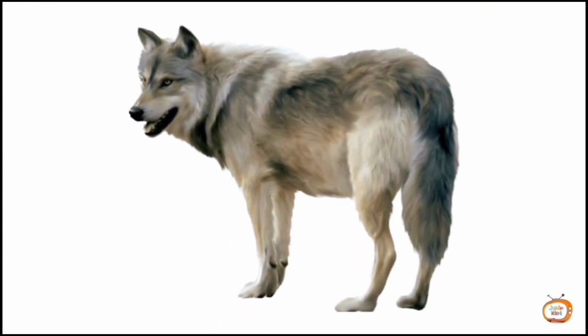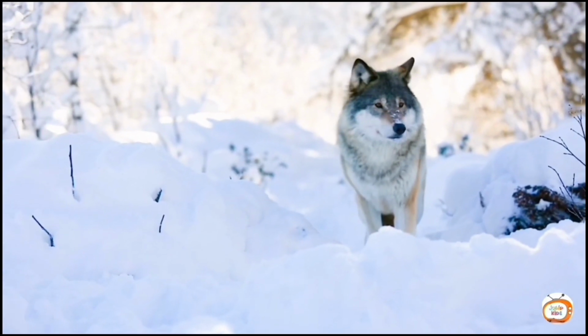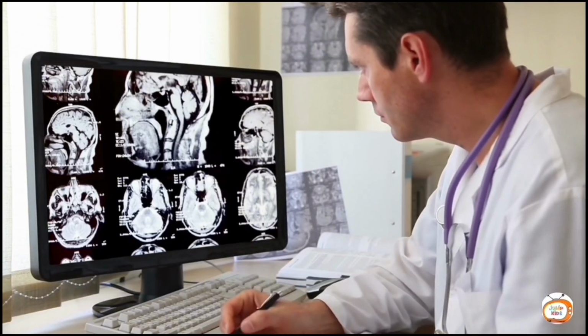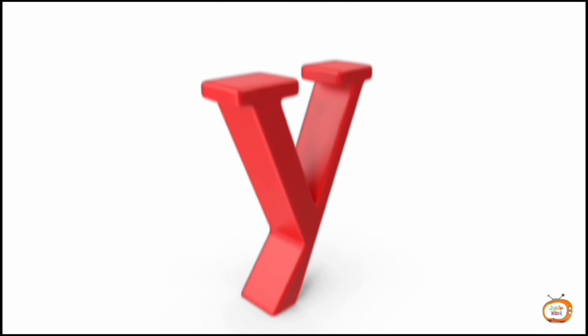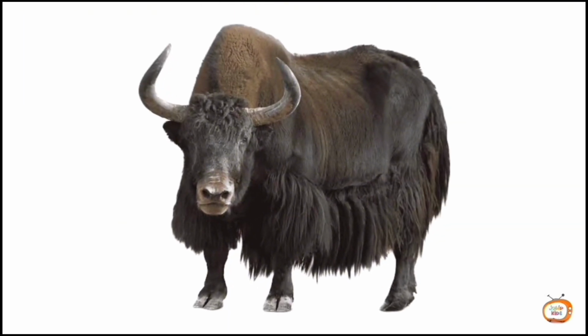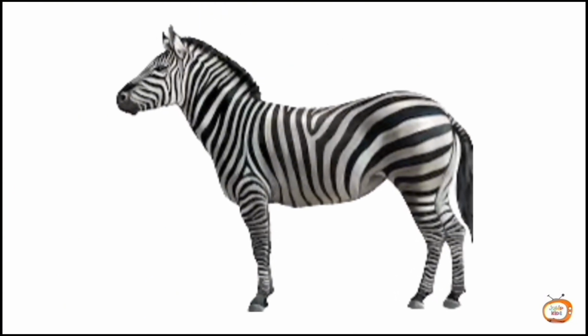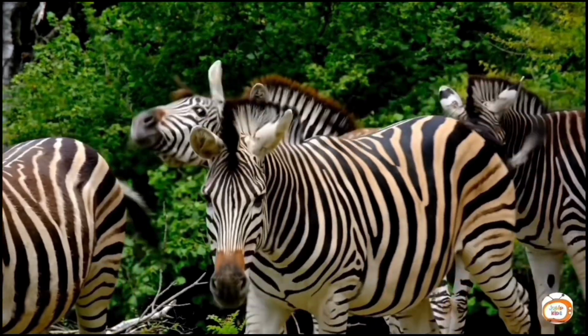W is for ball, ball. X is for extra, extra. Y is for york, york. Z is for zebra, zebra, zebra.